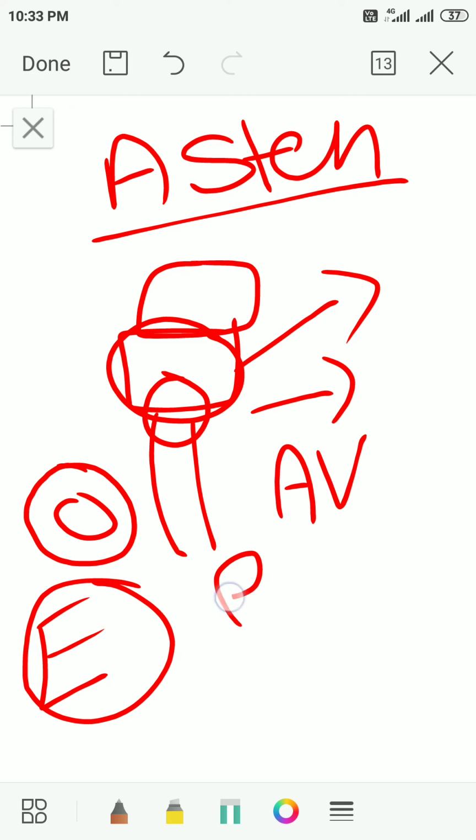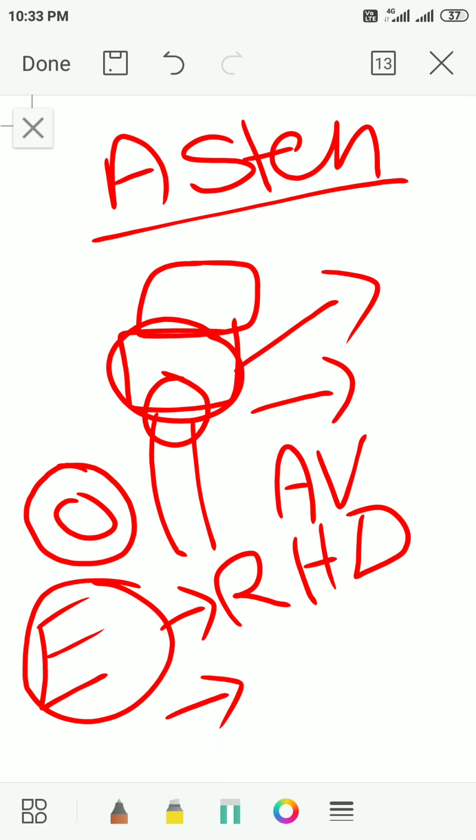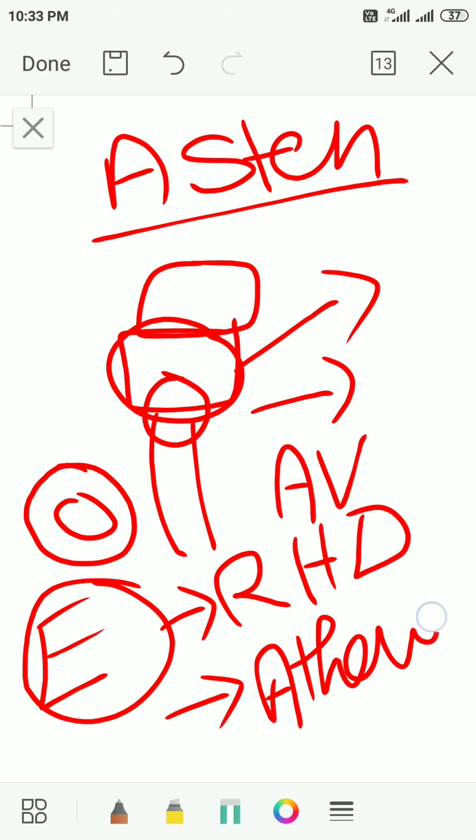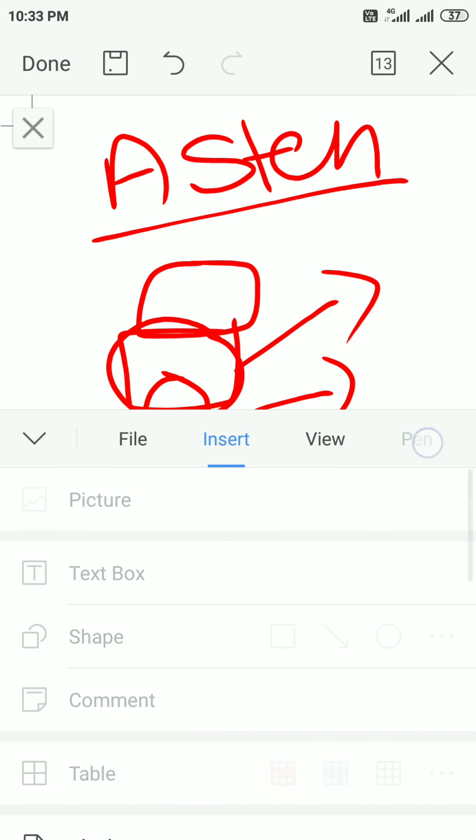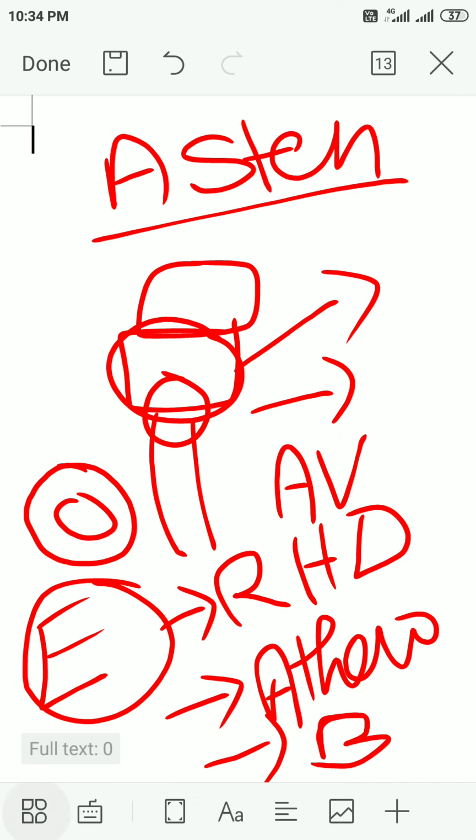As with any other valvular heart disease of the left side, rheumatic heart disease. Next is due to atherosclerosis, that is calcific aortic stenosis. Other causes are congenital bicuspid aortic valve. These are the common causes for aortic stenosis.